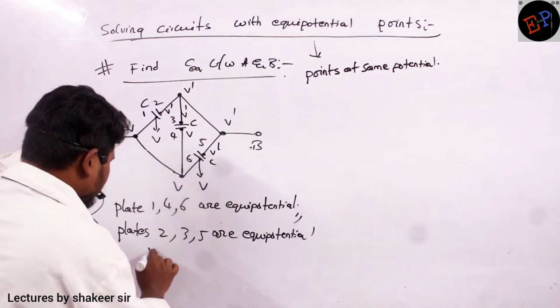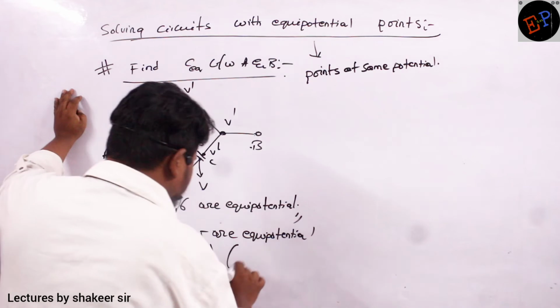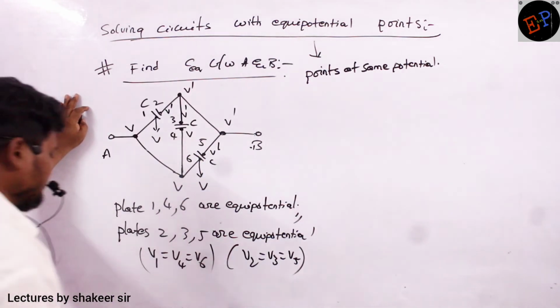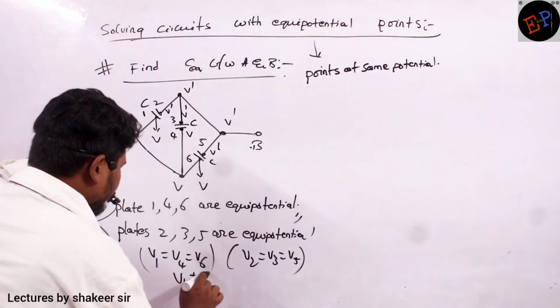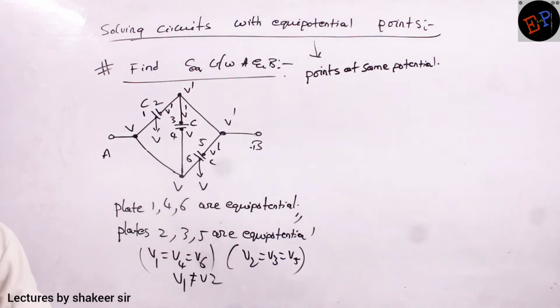Or I can write it like this: V1 is equal to V4 is equal to V6. Clear, no? Also I can say V2 is equal to V3 is equal to V5. I can write it like this also. But V1 is not equal to V2, V4 is not equal to V3, V6 is not equal to V5.